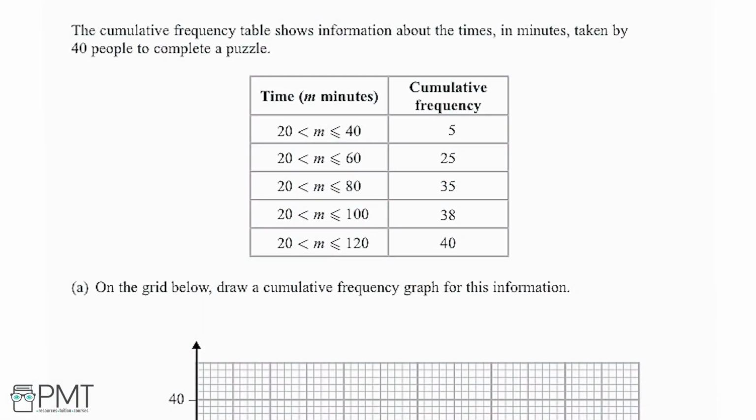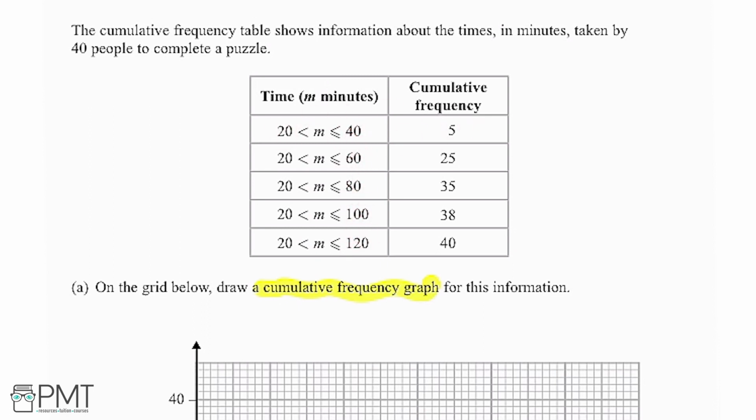The cumulative frequency table shows information about the times in minutes taken by 40 people to complete a puzzle. And part A says that on the grid below we need to draw a cumulative frequency graph for this information. The important thing to know when we're plotting a graph from a cumulative frequency table is that we take the upper bound values here as our x values.